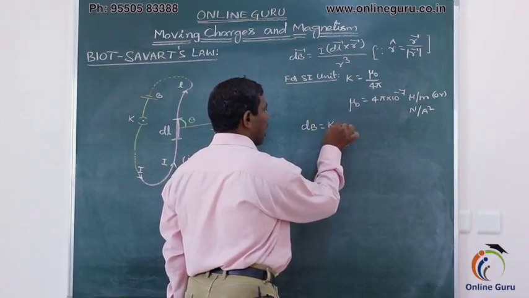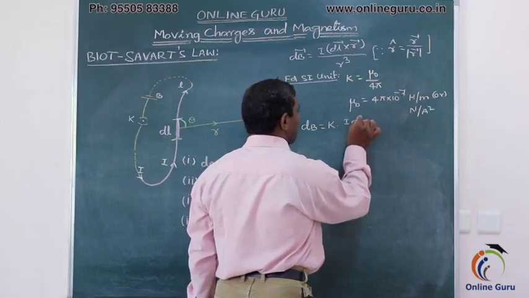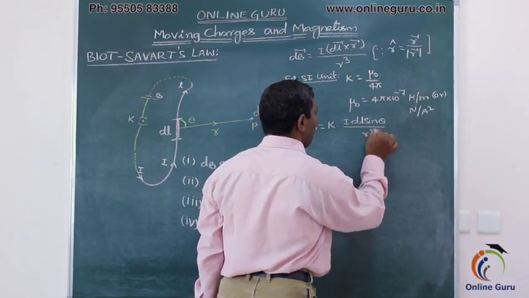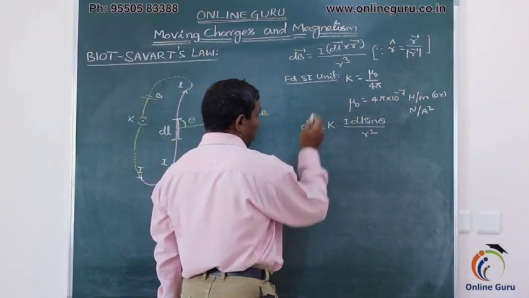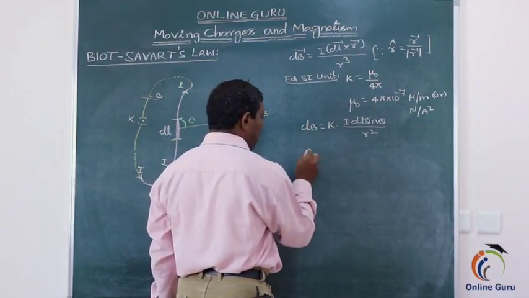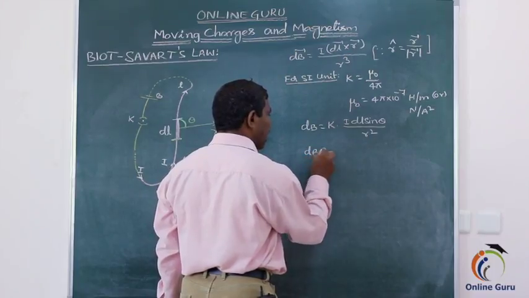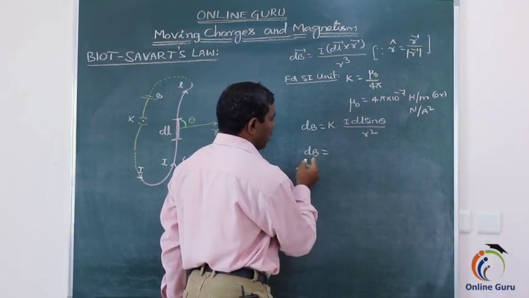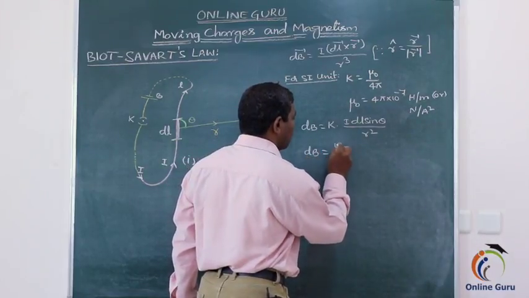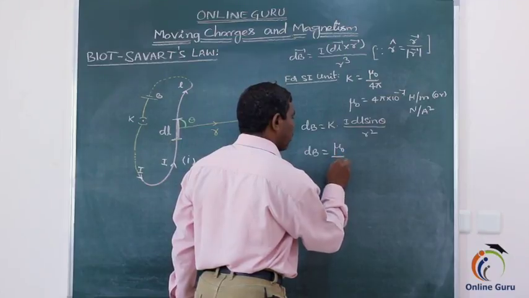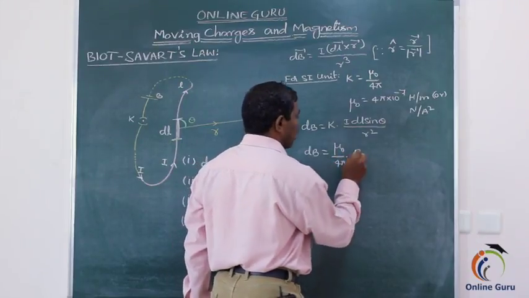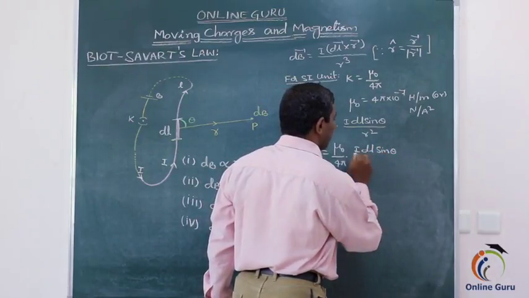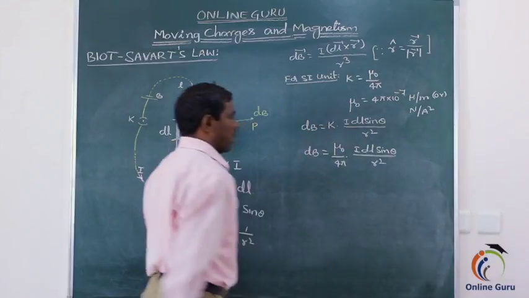to K into I dl sin theta divided by r square. Then we can get, in the SI system, the equation for the magnetic induction at a point P due to the current element dl: dB is equal to mu naught by 4 pi into I dl sin theta divided by r square.